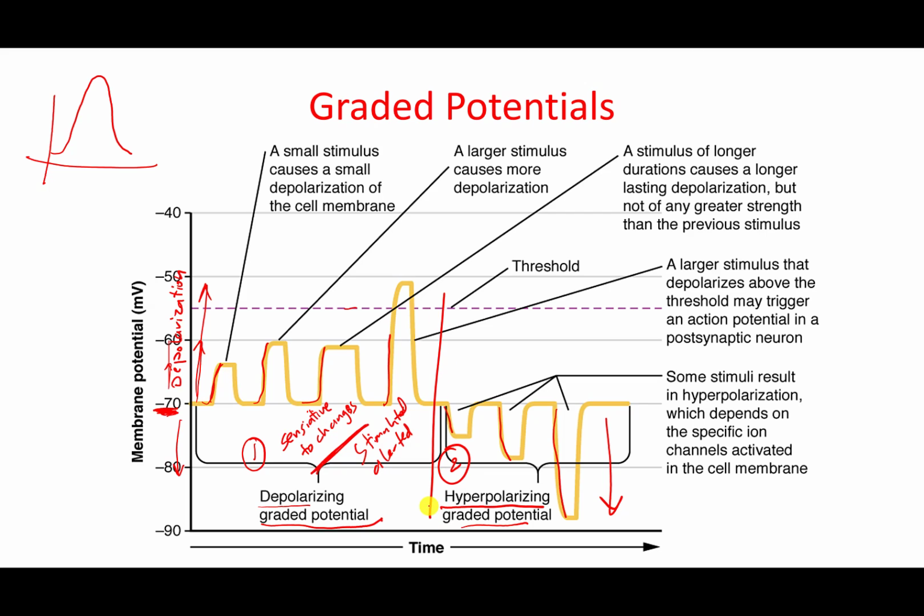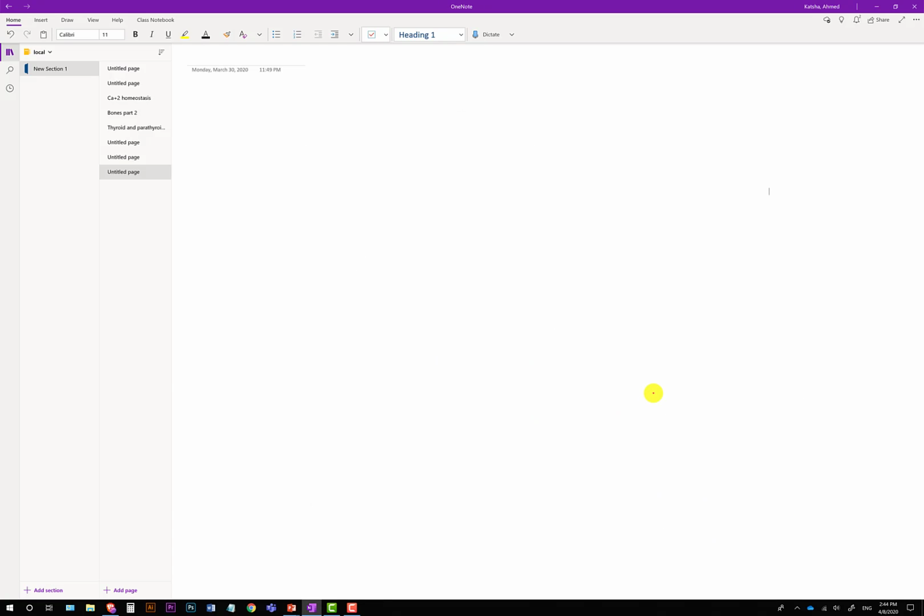Whereas here they are not. They are less sensitive. Okay? They are less alerted. They are more relaxed for changes. So in this case, with the hyperpolarizing graded potential, we need an even much stronger stimulus to reach the threshold. To understand this better, let's do some drawing here.